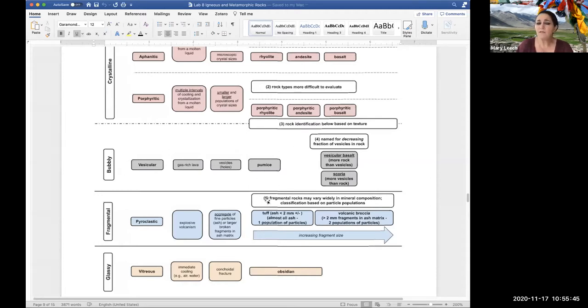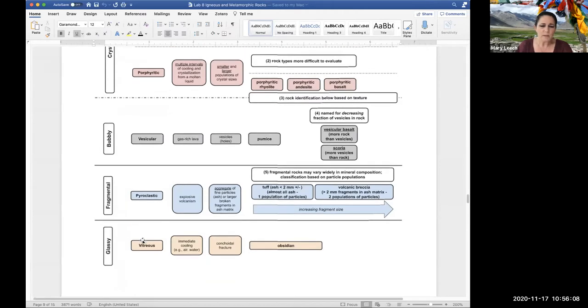You have a felsic option, which is pumice. And that's correct. Pumice is always felsic, just like obsidian. Or you have a basalt scoria. I wouldn't use scoria though. I think the vesicular basalt is more appropriate for this class. But no biggie, right? Okay, fragmental.